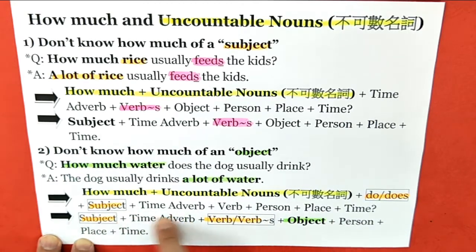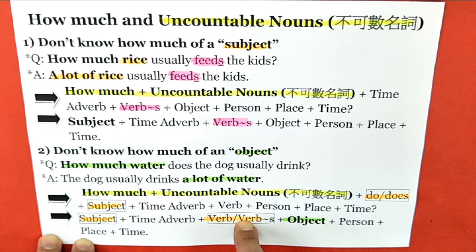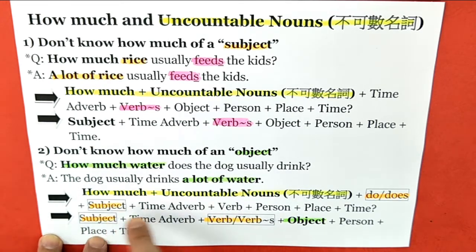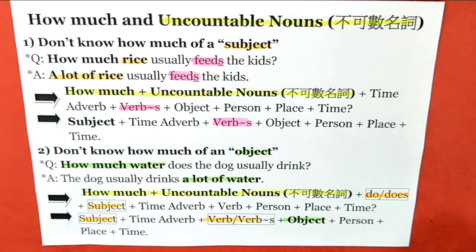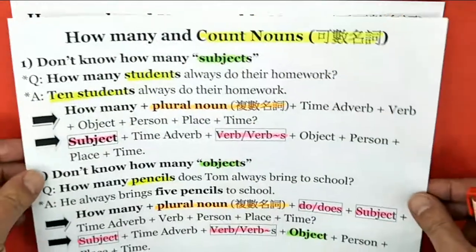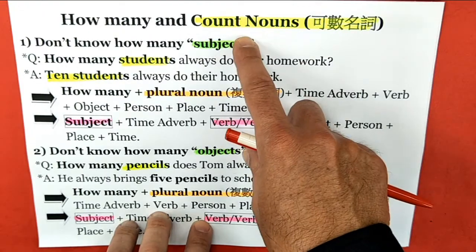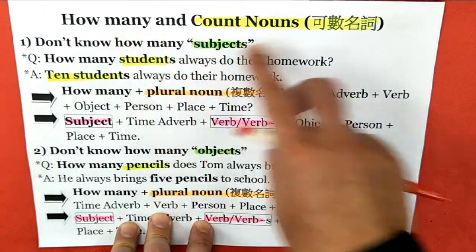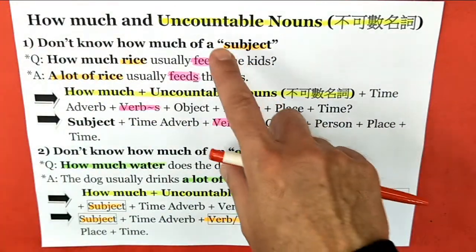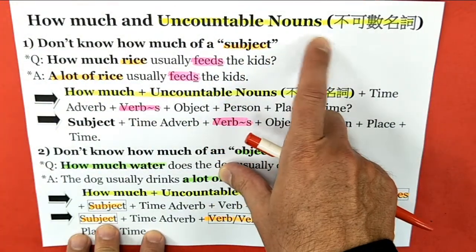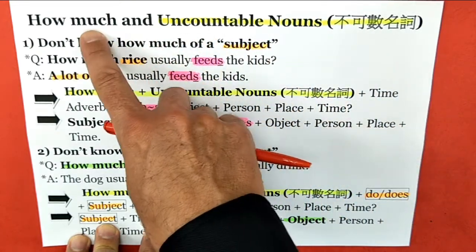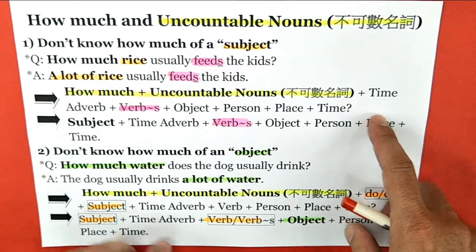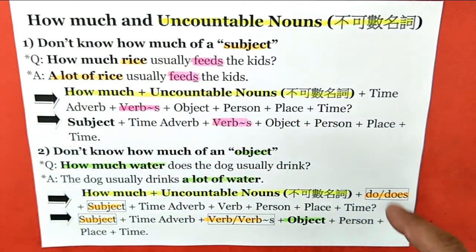Remember again, the subject and the verb must agree. Subject I, you, we, they: verb. Subject he, she, it: verb plus S. So again, two kinds of nouns. Count nouns: you can count them, use how many. Uncountable nouns: you cannot count them. There's no plural, no S at the end of the noun. We use how much. In Chinese, it's the same, but in English, two different kinds of nouns.